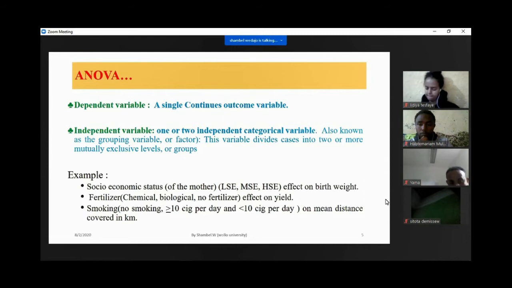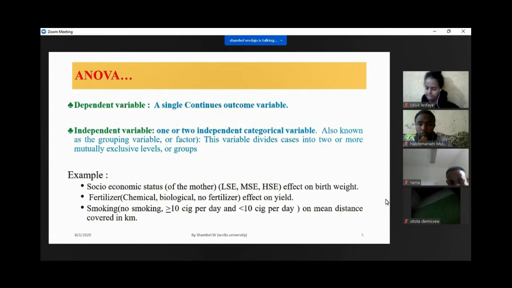Another example is fertilizer. The fertilizer can have an effect on yield. Different types of fertilizers in agriculture do have different effects on yield. Some farmers may use chemical fertilizer, so they have their own yield. Some farmers use biological fertilizer, so they have their own yield. Some farmers didn't use any fertilizer, so they have their own yields. The yields from chemical, biological, and no fertilizer each have their own mean. The question is, do those means have a difference?